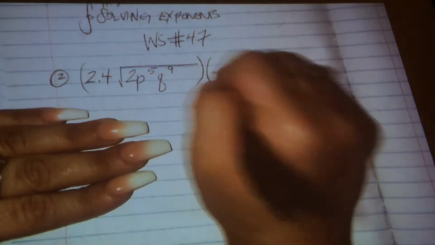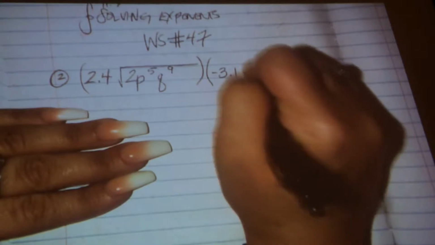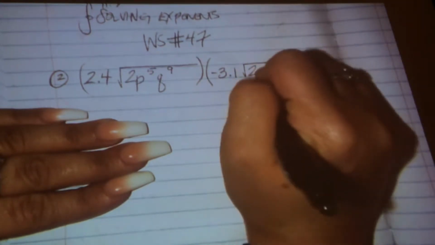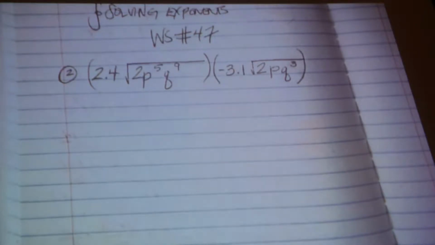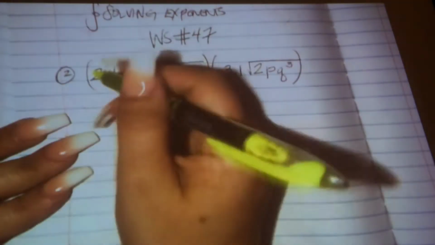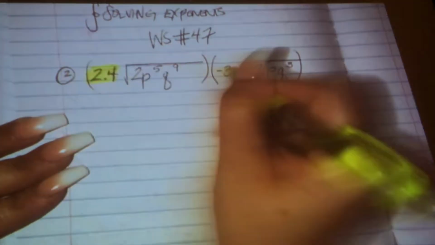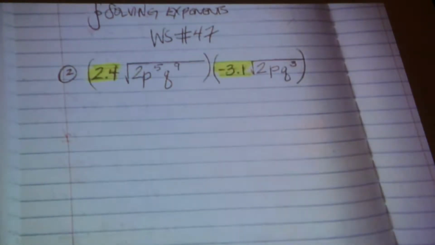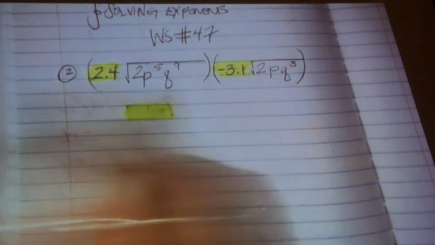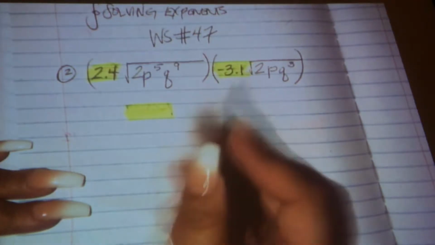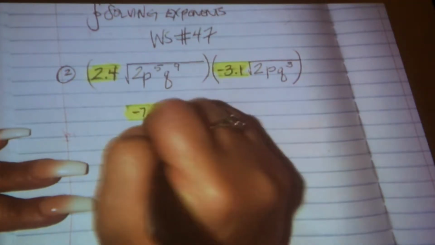Thank you. And this is negative 3.1 times the square root of 2p cubed. So whenever we're multiplying square roots, anything that's outside of the square root is going to get multiplied. Take out your highlighters, please. I need you to highlight. You're automatically going to multiply these two because they're outside of the square root. So you're going to do 2.4 times negative 3.1, and that's negative 7.44.